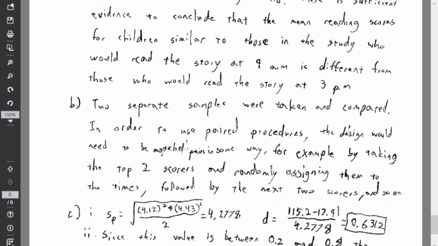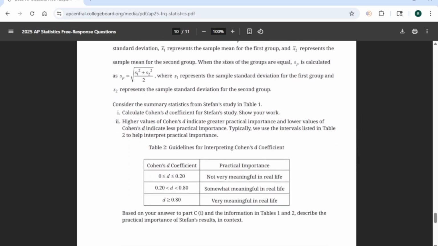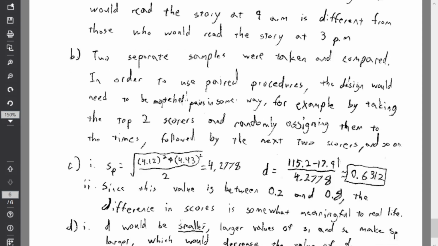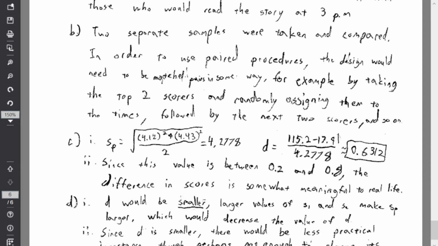And we're going to interpret that based on this chart that they give us. And 0.6312, well, that falls right in this region right here, which would be somewhat meaningful in real life. So this value is between 0.2 and 0.8. The difference in the scores is somewhat meaningful in real life.